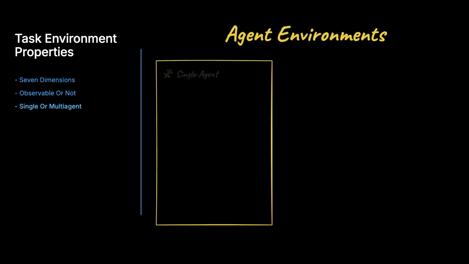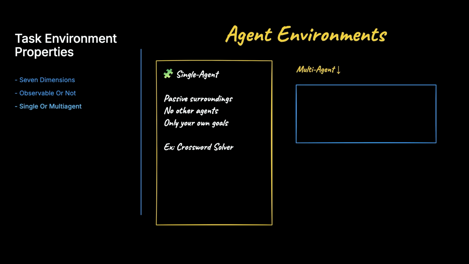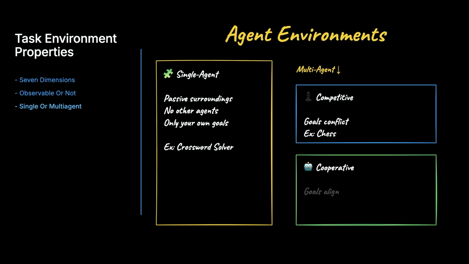The second dimension asks whether the agent is alone or shares the world. In a single agent world, like a crossword solver, the surroundings are passive. In a multi-agent world, others pursue their own goals. If those goals conflict, it is competitive, like chess. If they align, it is cooperative, like delivery robots avoiding collisions together.